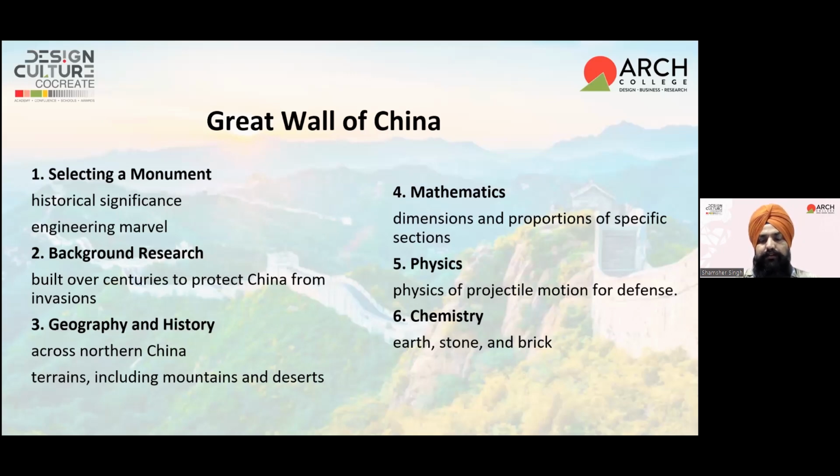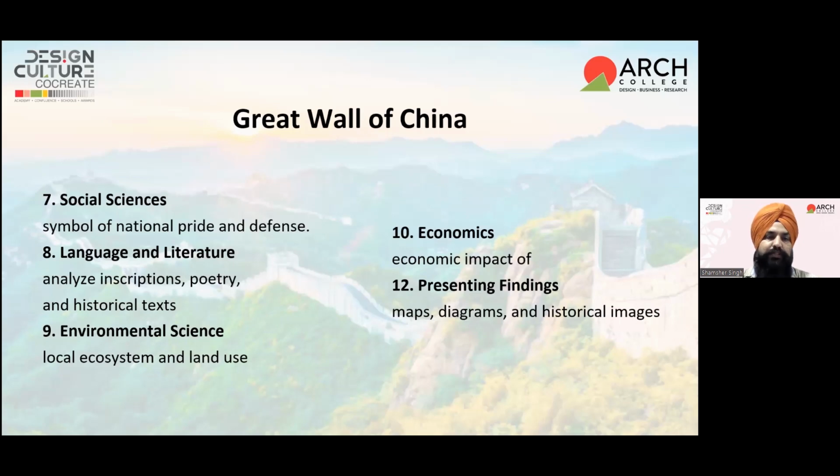Then the next aspect is social science. It has become a symbol of national pride for China. Then there is a historical text where the Wall of China is mentioned, and people are analyzing it to get more information about that contemporary society. And it has made a lot of impact also on the local ecosystem and land use.